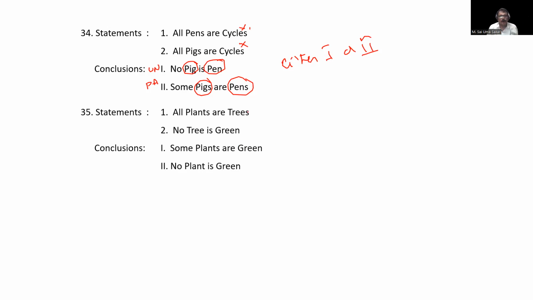Next, all plants are trees. Some plants are trees. No, no tree is green. No green is tree. What is the middle term? Yes, distributed. Now, no plant is green. Plant distributed. This is also distributed. So, satisfied. What is the answer? Only 2 follows. That's it.